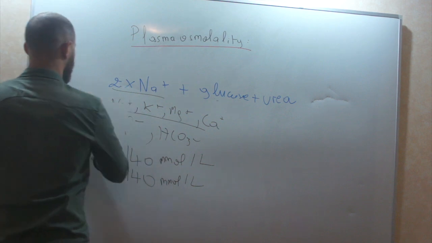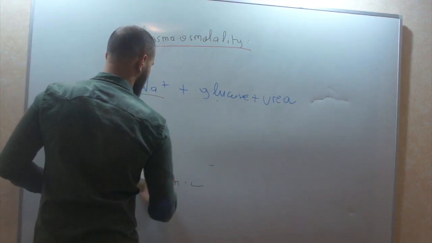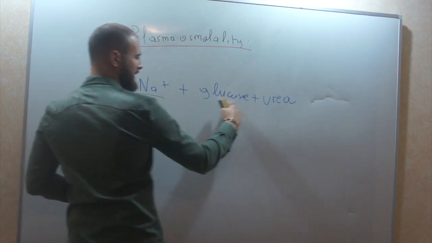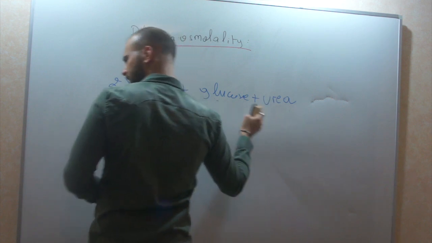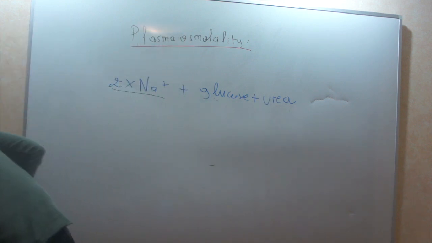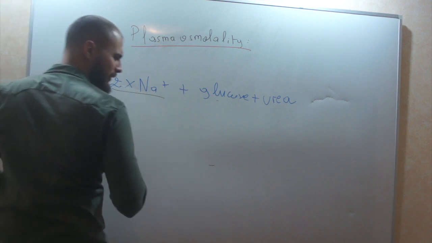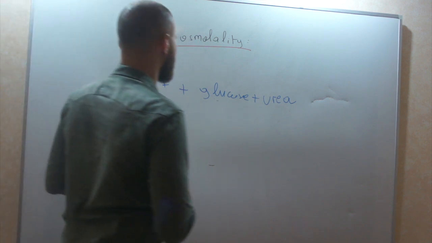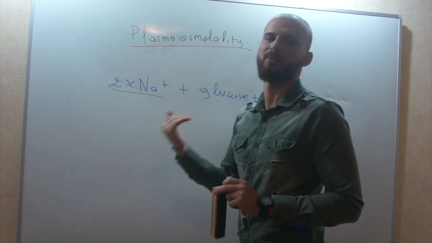Now that you have this formula, why is it interesting? Because here it's milligram per deciliter, here it's milligram per deciliter too, but here it's millimole per liter. So we have to convert all this into osmol per liter. That's the point.